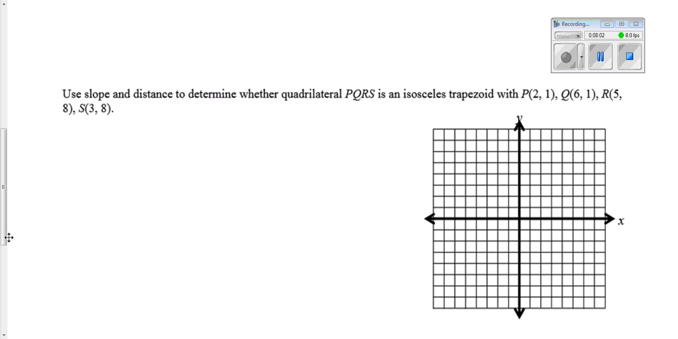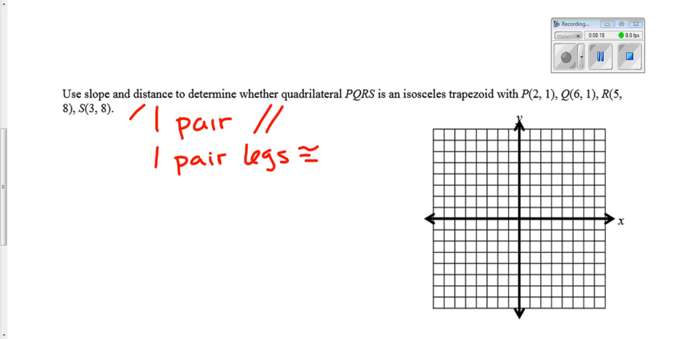Next question. Use slope and distance to determine whether quadrilateral PQRS is an isosceles trapezoid. So let's think back. What makes it isosceles? We have one pair of parallel sides, and we have to have one pair of legs congruent, not the same pair. So one of them has to be parallel, the other has to be congruent.